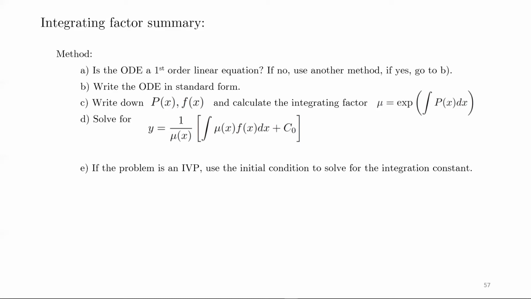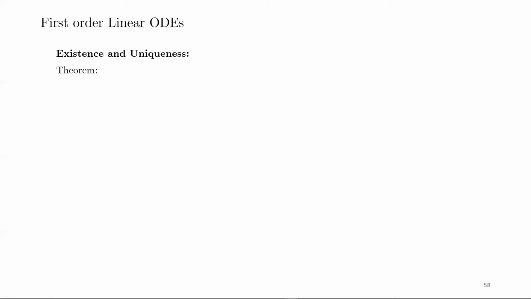Okay, so now we know how to solve a first order linear equation. Let's look at a little bit of theory about first order linear equations. So recall that we had previously had an existence and uniqueness theorem for first order ODEs. So that previous theorem was for linear or non-linear ODEs. In the very specific case that we have a first order linear ODE, we have a second, or let's say a more precise existence and uniqueness theorem.